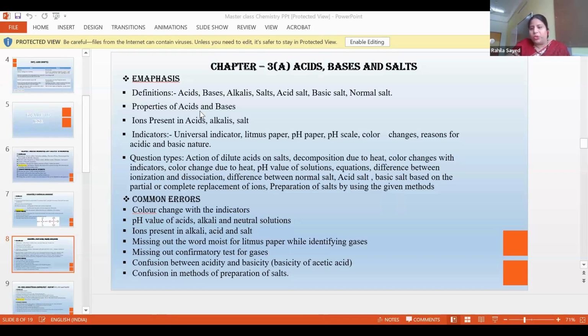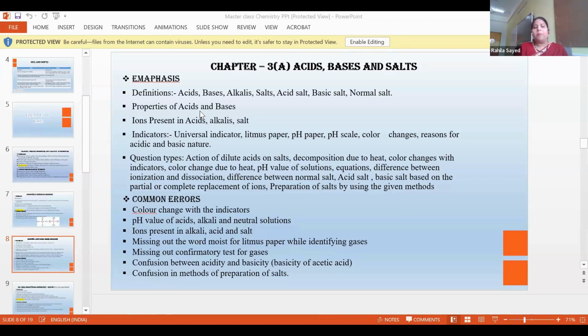Yes, you need to know the solubility of different radicals. Then the common errors which you make in this chapter is the color change with the indicators. You forget what will be the color change, so you need to learn that. Then pH value of acids, alkali, and neutral solutions. Most of the time what you do is more than 7 you write it as acidic, and less than 7 you put it as alkaline or basic. So avoid doing that.